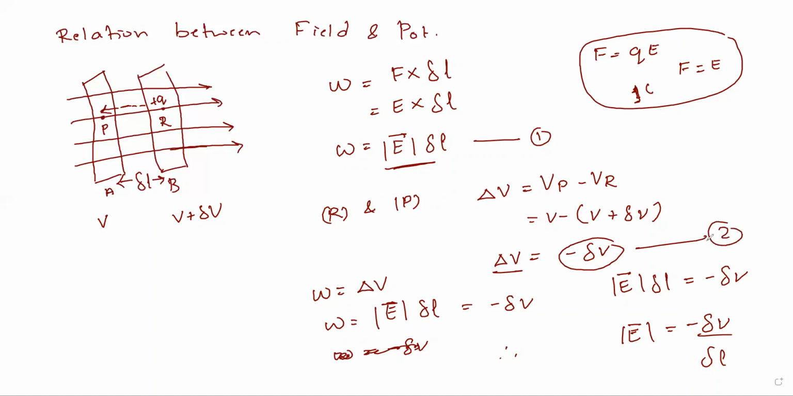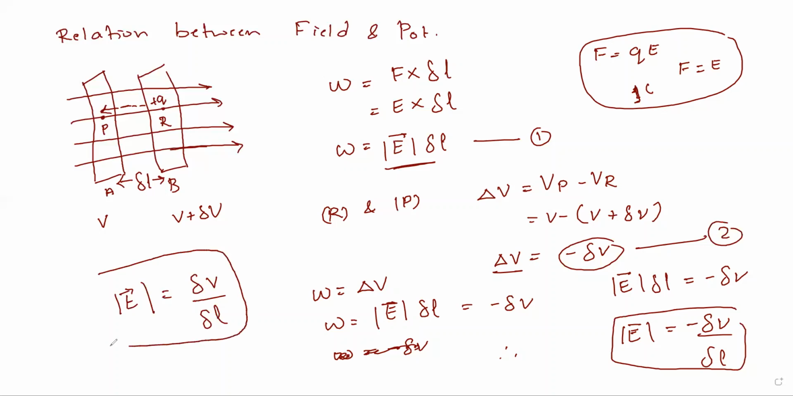From equation 1 and equation 2, what we got is vector E delta L is equal to minus delta V. We got it over here. Therefore, vector E is equal to minus delta V by delta L. It's just a simple expression. Either you can end it over here, or you can go to the next step, that is vector E is equal to minus delta V by delta L. So this is the relation between field and potential.